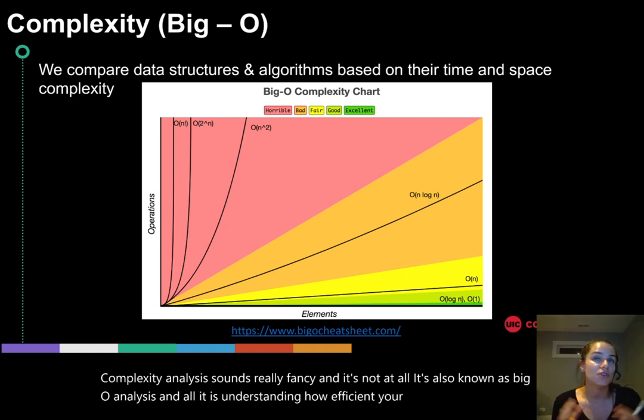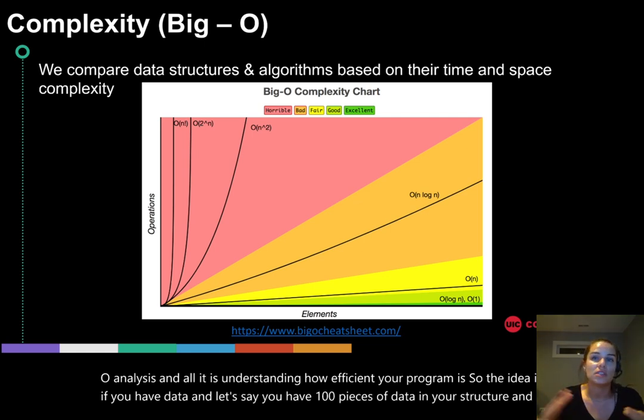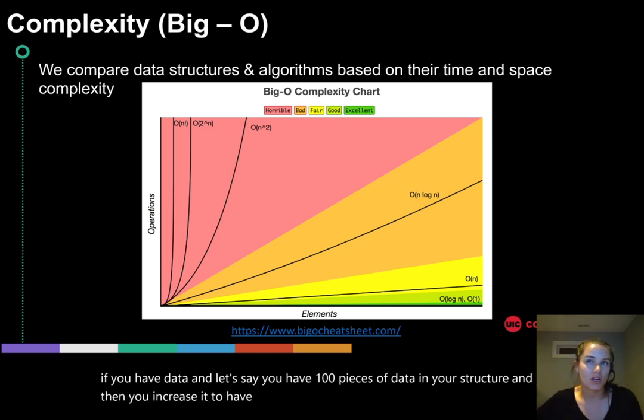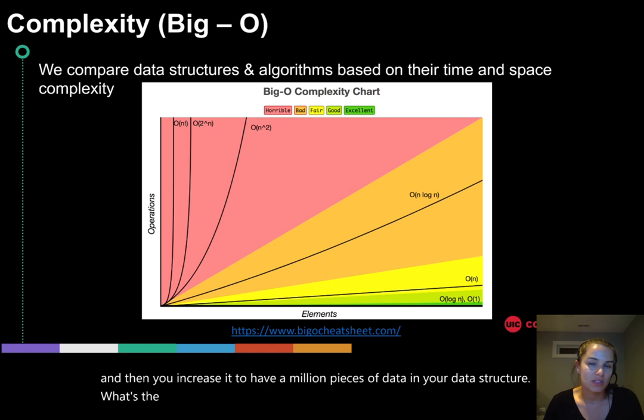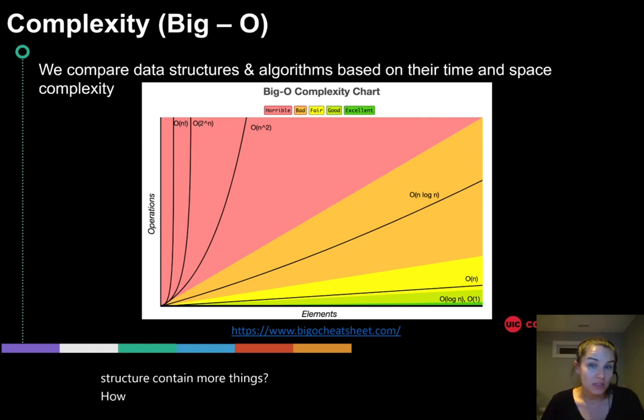So the idea is if you have data, and let's say you have 100 pieces of data in your structure, and then you increase it to have 1,000,000 pieces of data in your data structure. What's the cost? How expensive is that going to be when you make the data structure contain more things? How much is it going to impact space and memory, and how much is it going to impact time?